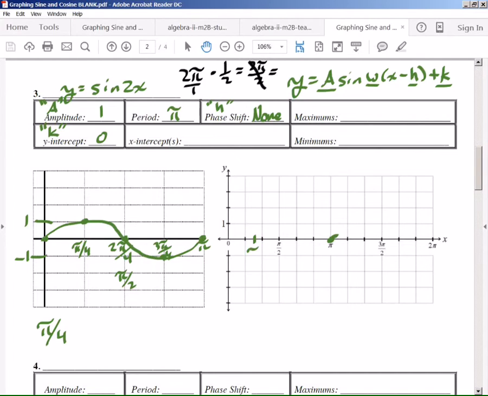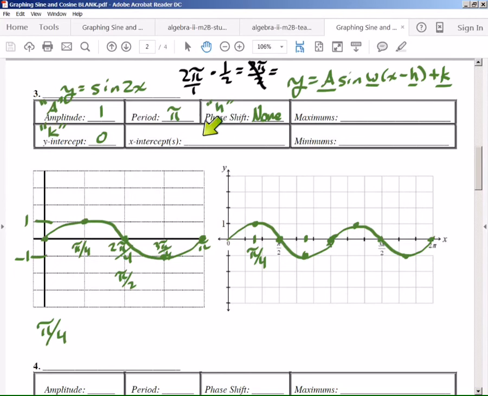So this is pi over 4 right here, and pi over 4 goes up to 1, and then at pi over 2 we're back at the center line. So we go up to 1 right here, then we're back at the center line, and then we have 3 pi over 4, which is in my way, so I'm going to just do that. And then we get back to the center line. So our graph looks like this. Then we got to do it one more time. We're at max, center line, min, center line. How many periods do we have within 2 pi? Looks like we have 2 periods.